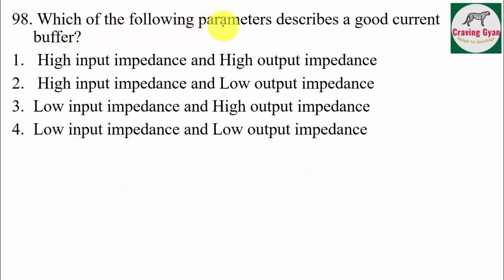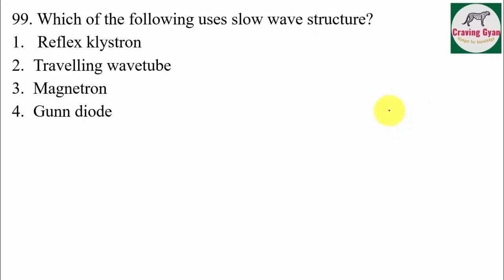98th question: which of the following parameters describe a good current buffer? For a good current buffer, we need low input impedance and high output impedance. For a voltage amplifier, we want high input impedance and low output impedance. For a current amplifier, low input impedance and high output impedance. Even for a current buffer it is the same. So the suitable option is option 3.